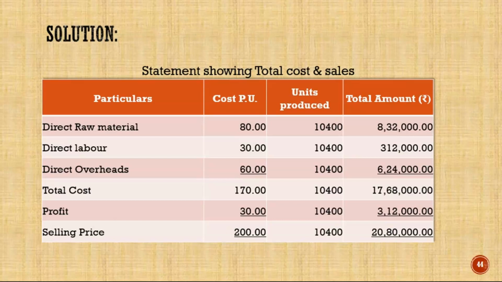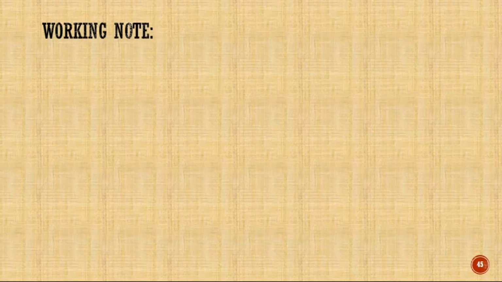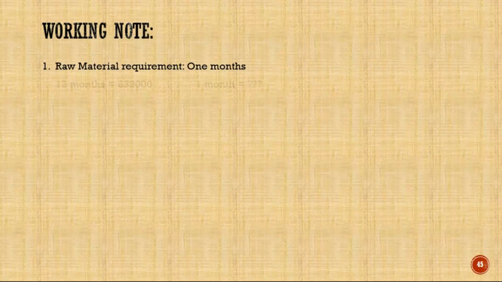Now let us start with the working note, calculating one by one the requirement of current asset and current liability. Now the first requirement here is of raw material. The period is 1 month. So for 12 months, how much do we have? 8,32,000. So let us calculate for 1 month.